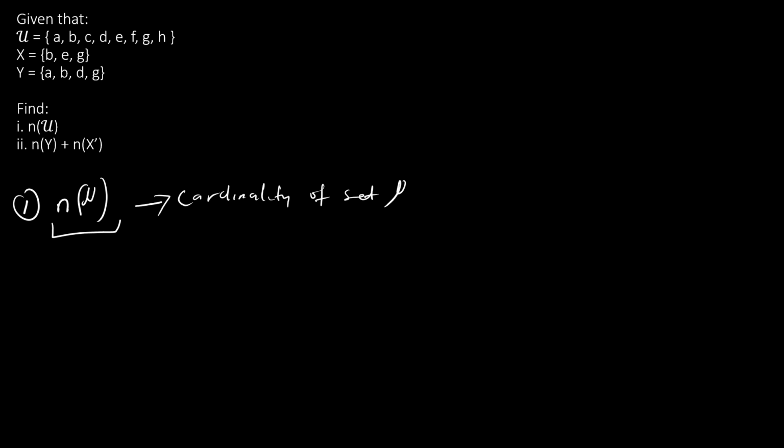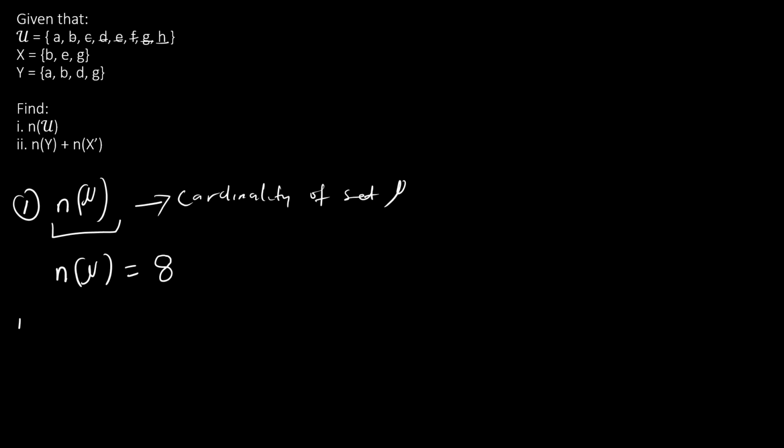So how do we find the answer to this? Number of elements in the universal set. Let's count: 1, 2, 3, 4, 5, 6, 7 and 8. So we can say that the cardinality of the universal set is 8. That is, the number of elements in the universal set is 8.